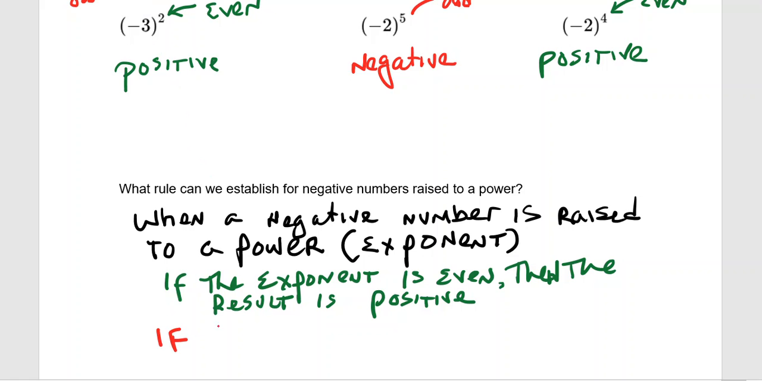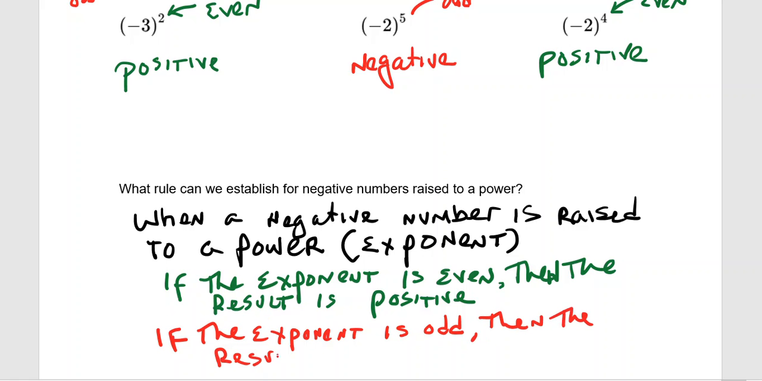And the alternate to that is if the exponent is odd, for example, like negative 2 to the 5th, 5 is odd, then the result is negative. So there you have it. We established a rule in class with counting up the negative signs to determine positive versus negative. And now we can expand that to a quick discussion of exponents.